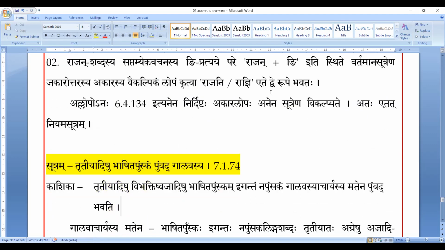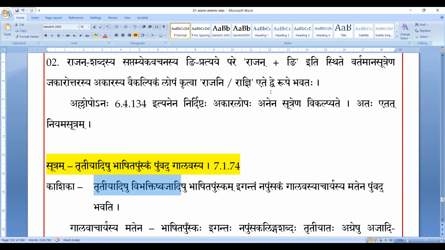The next sutra. This sutra is important. We have seen some other context. The sutra, Tritiyadishu, according to Gavala Acharya, Bhashita Pumskam, Pumbat. Tritiyadishu, Bhashita Pumskam, Pumbat, Gavalasya. Tritiyadishu, Ajadishu, Bhakti Pratyayeshu. That we have to understand. When Ajadi Bhakti Pratyaya follows, Bhashita Pumskam, this is 7174. 7175, we have seen, then 7174 also. Bhashita Pumskam, Igantam Napumsakam, Gabalasya Acharya Matena, Pumbat Bhavati.